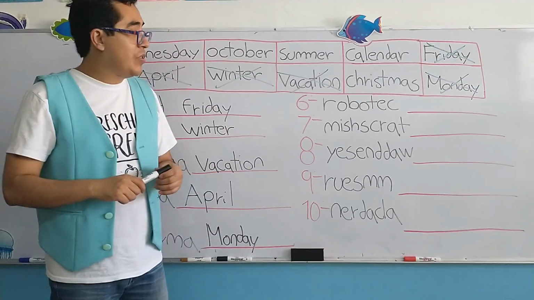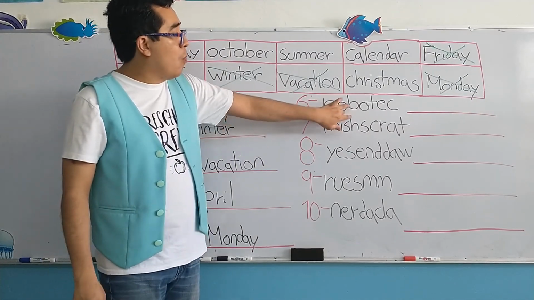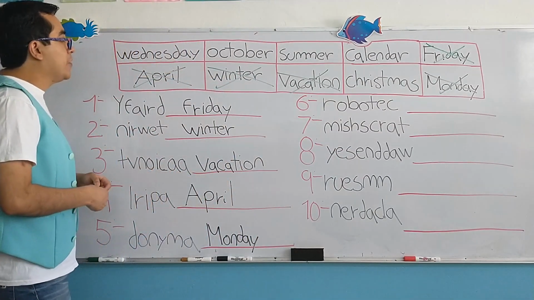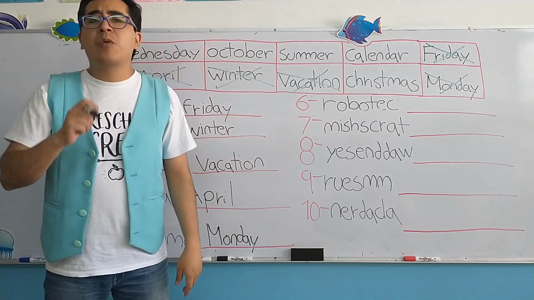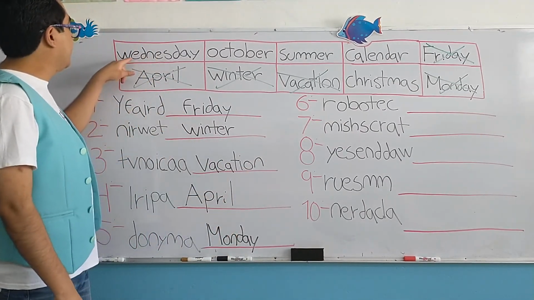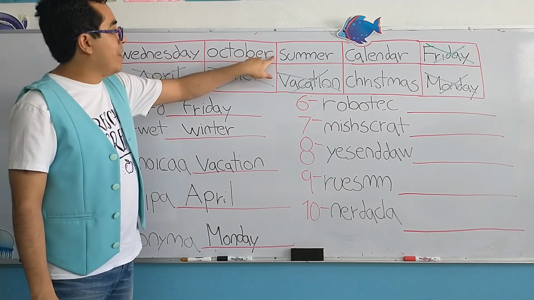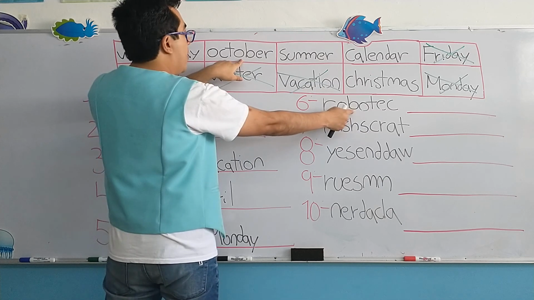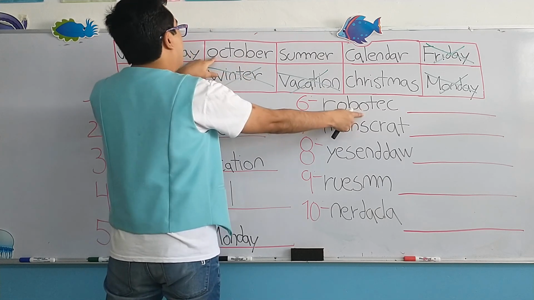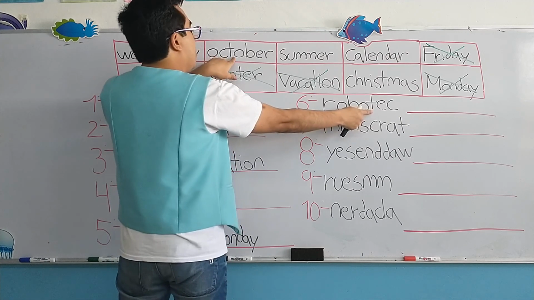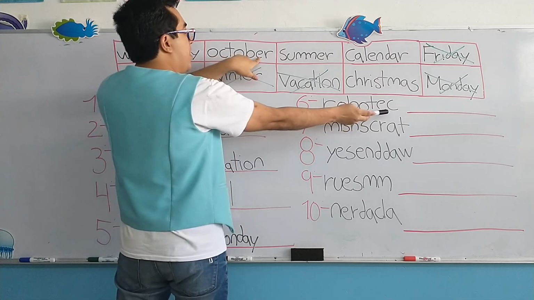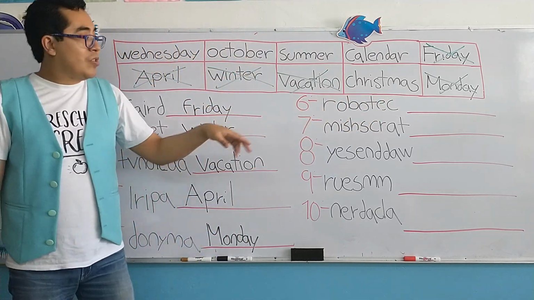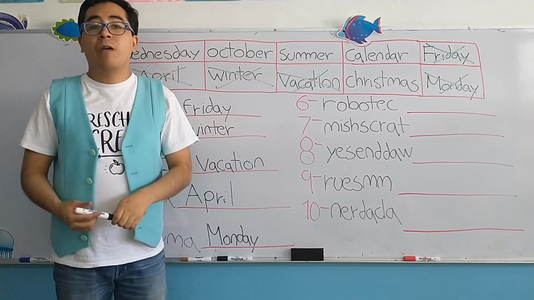For the number 6, we have letters R, O, B, O, T, E, and C of Christina. So, the letter R. Let's look for words with letter R. Here we have a letter R, okay? Letter O, okay? Letter B of Brenda, another letter O, letter T of tomato, letter E of elephant, and letter C of Carlos. So the correct order of the letters, October.